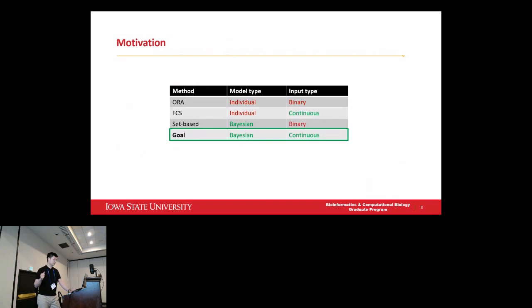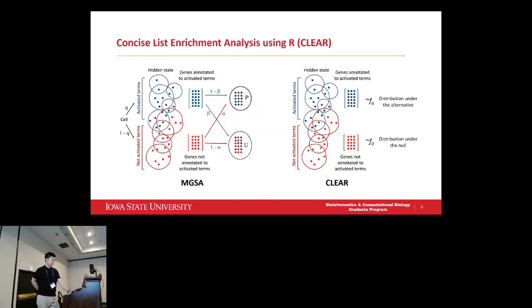The set-based methods, like MGSA, use a Bayesian framework, which gets rid of the redundancy and multiple testing issues, but also just use binary input. So our goal is to take the good things. We want to take advantage of the Bayesian framework and directly model the continuous statistic to improve the power and performance of the model. So here comes our method, CLEAR.